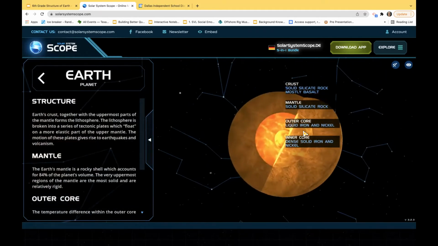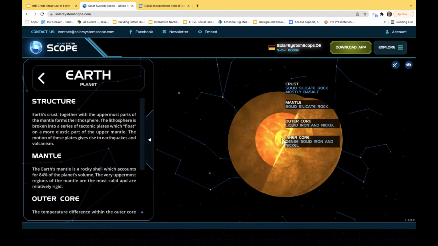Now we have our 3rd layer, which is the core. The core is the densest layer. Notice we go from the outermost part, the crust, which is less dense, to more dense as we make our way into the interior.